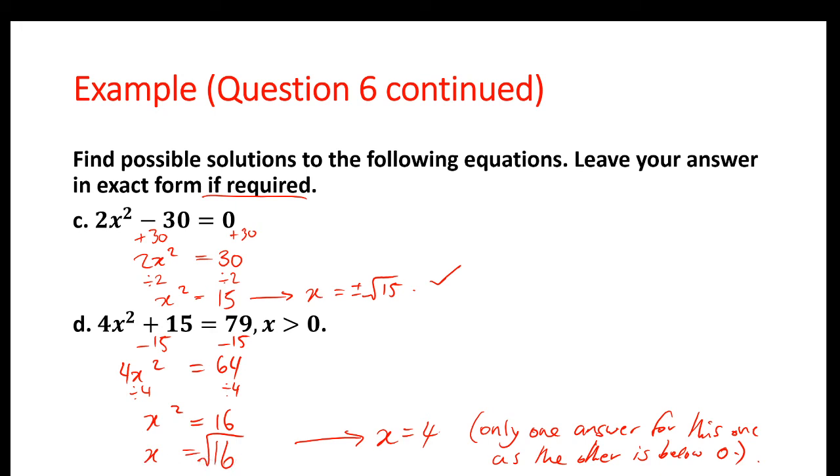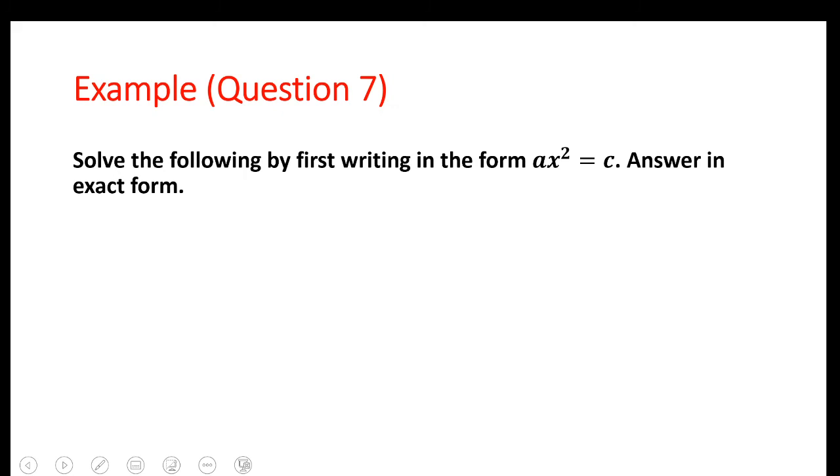Now we've only got 4 more we're going to do for this one, so let's have a look. Solve the following by first writing in the form of ax squared is equal to c. Answer in exact form. So regardless of what the form is, we're going to leave it as a surd. So 4x squared is equal to 3x squared plus 100. So what on earth do we do for this?